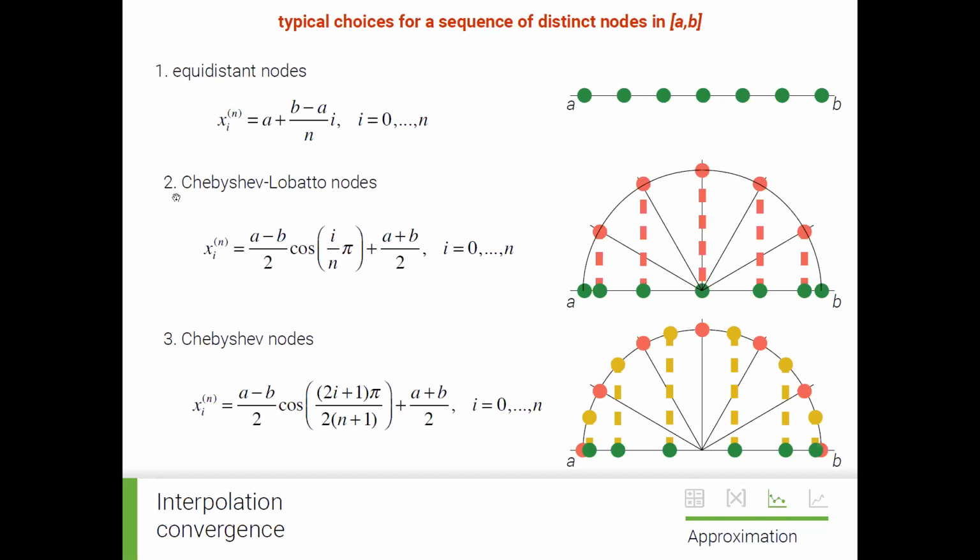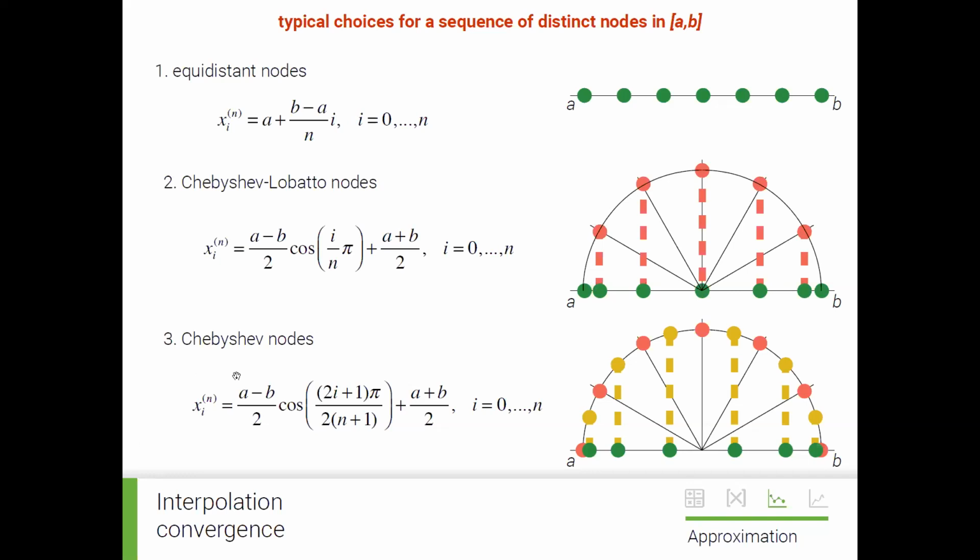And the second case, Chebyshev-Lobatto nodes. Here it's defined with this equation: A minus B over 2 cosine of i over N pi, plus A plus B over 2, where i goes from 0 till N. And you can see here how they are situated and represented on the circle.